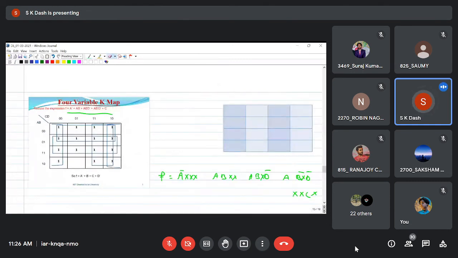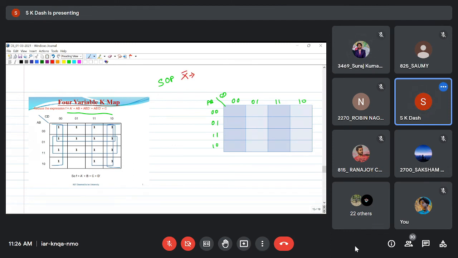Okay. So what to do? One second. Let me first write A, B, C, D, 0, 0, 0, 1, 1, 1, 1, 0, 0, 0, 0, 1, 1, 1, 1, 0. Is it given in SOP or POS form? SOP. For SOP, X bar is what, 0 or 1? Zero. X is 1.